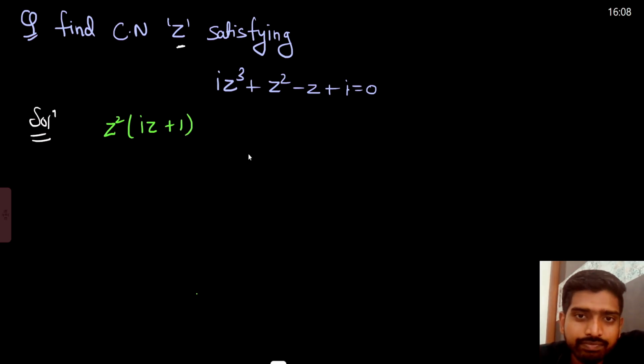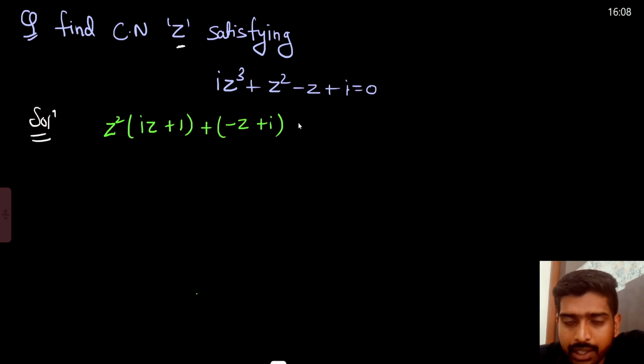From the next two terms, what are the next two terms? The next two terms are minus z plus i. Got it? As we can see that these two are not the same. So in this, from the second bracket, I am going to take i common. What will I get? z square (i z plus 1). Taking i common, I'll get minus z upon i plus 1 is equal to 0.